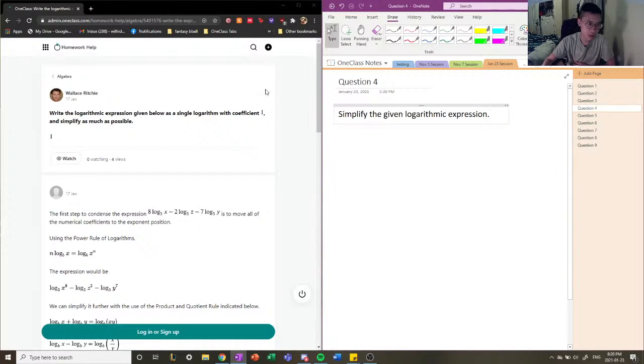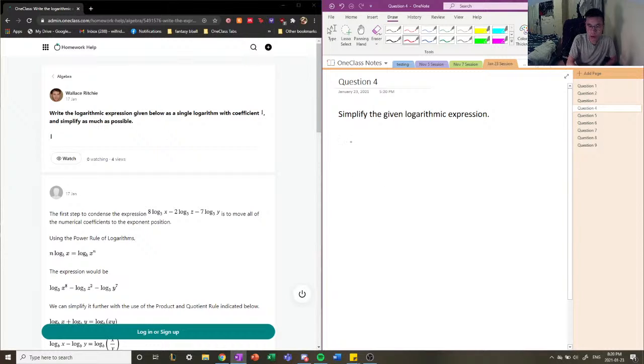All right, so the next question asks us to simplify the given logarithmic expression. It's not in the actual question here; I believe the text was blanked out, but the expression is 8 times log base 3 of x minus 2 times log base 3 of z minus 7 times log base 3 of y. Okay, so we're going to use a few properties of logarithmic functions to help us simplify this expression.